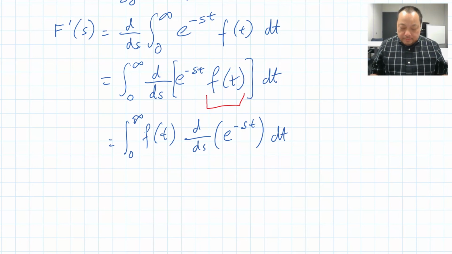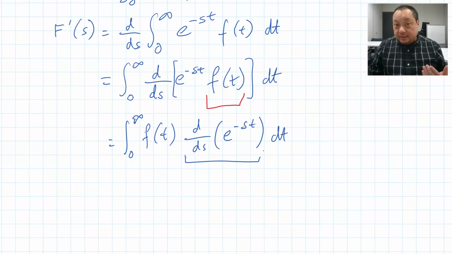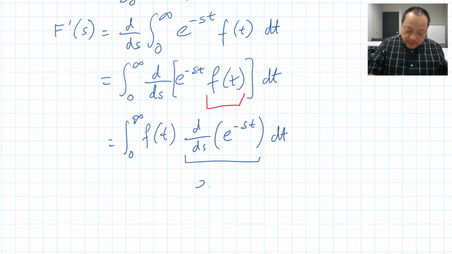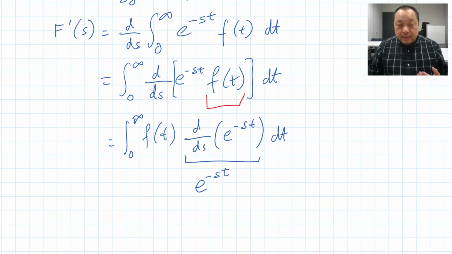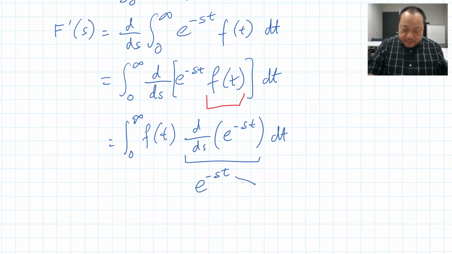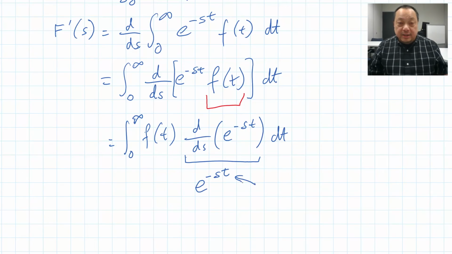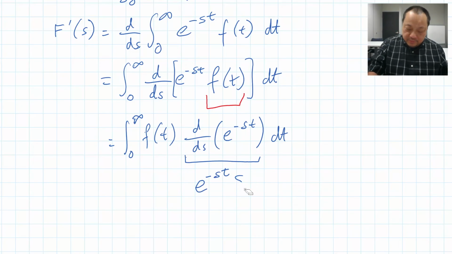Now we differentiate this derivative. Again, think of t as a constant. So the derivative of e to the negative st is e to the negative st times, and now the chain rule says we need to multiply by the derivative of the inside. The derivative of negative st with respect to s is negative t. So the whole thing becomes this.